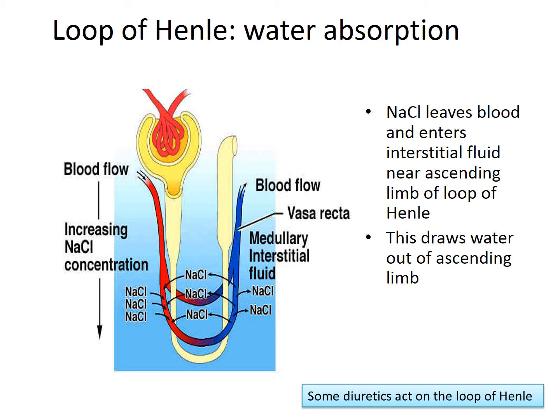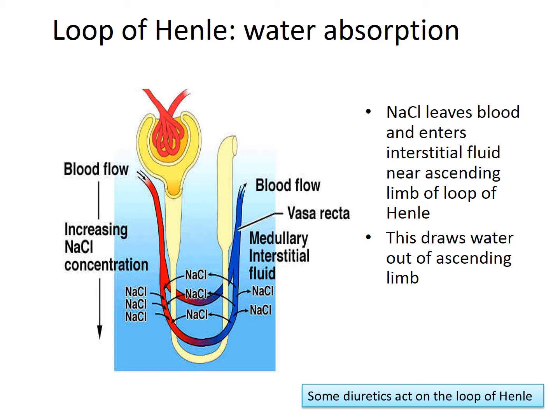And wherever you put the sodium chloride, water is going to follow because it will increase the osmotic potential of the interstitial fluid and so on, and also we've got blood vessels flowing through there as well. And this is a nifty mechanism for removing water from the loop of Henle. And there are a number of chemicals that have been identified, drugs, which can act on the loop of Henle.